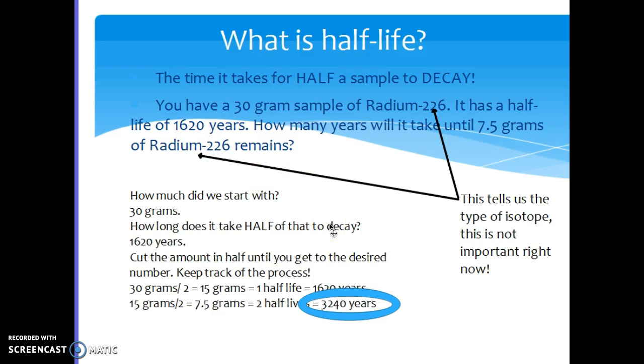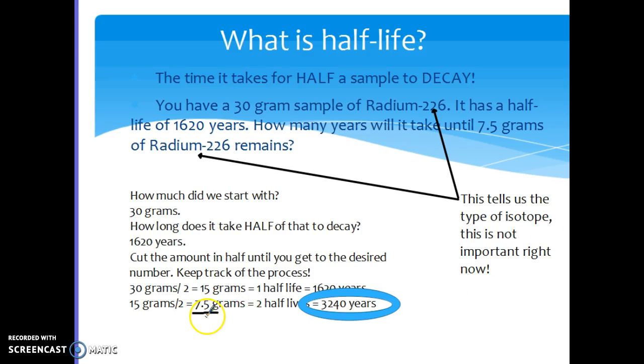So, how many grams of the isotope did you start with? It's 30 grams. How long does it take for half of it to go away? 1,620 years. So what I do is just divide it in half until I get to the appropriate number. We want to know how long it takes to get to 7.5, beginning with 30. Well, if you divide 30 by 2, you get 15. So that means one half-life has gone by. If you divide 15 in half again, you get 7.5. So that's the number that we wanted to get to.